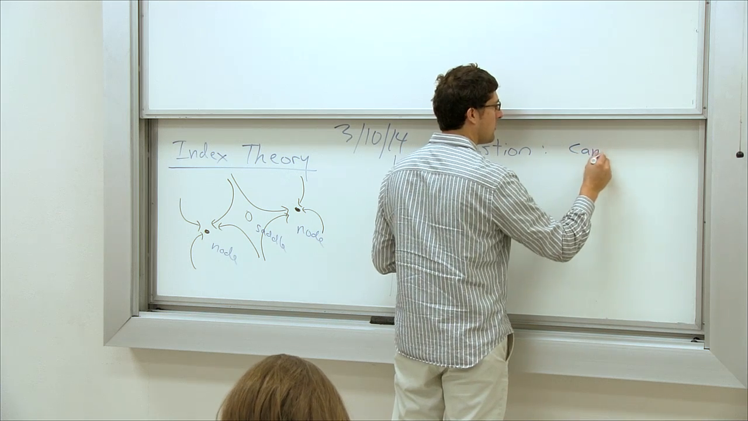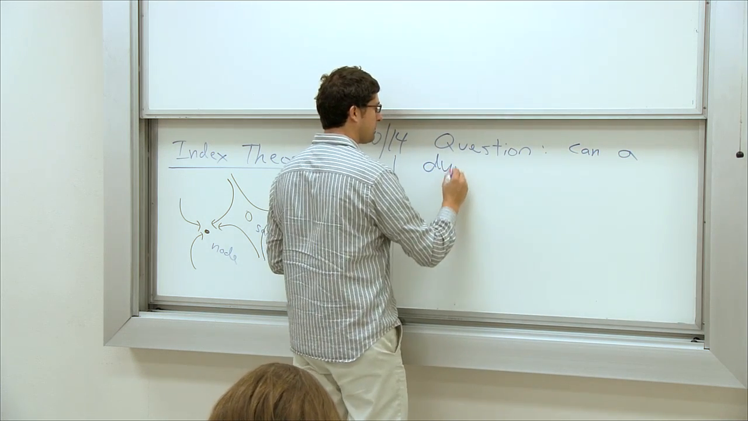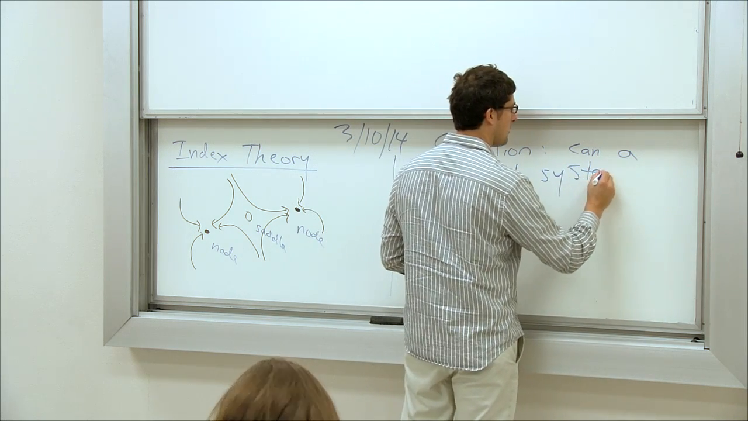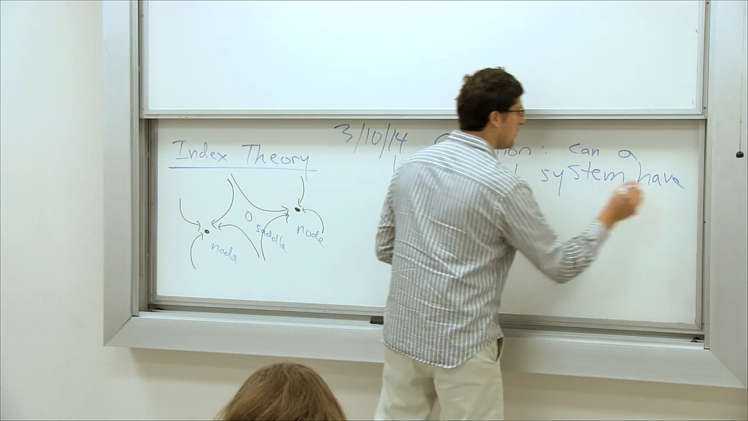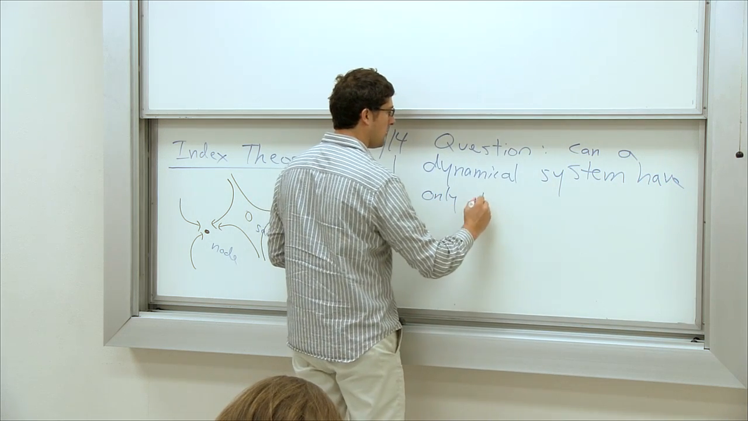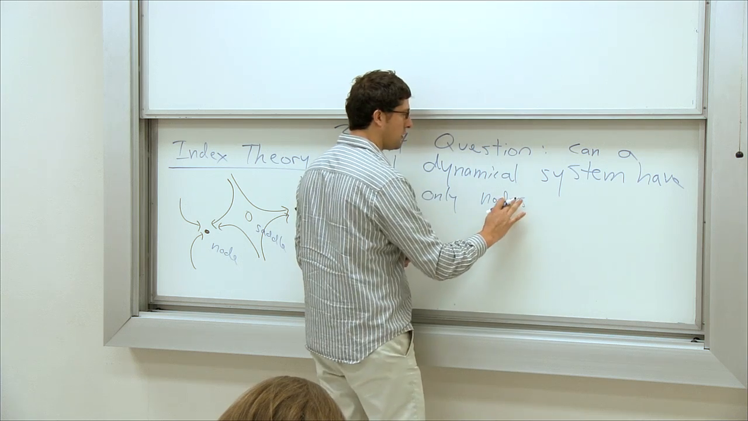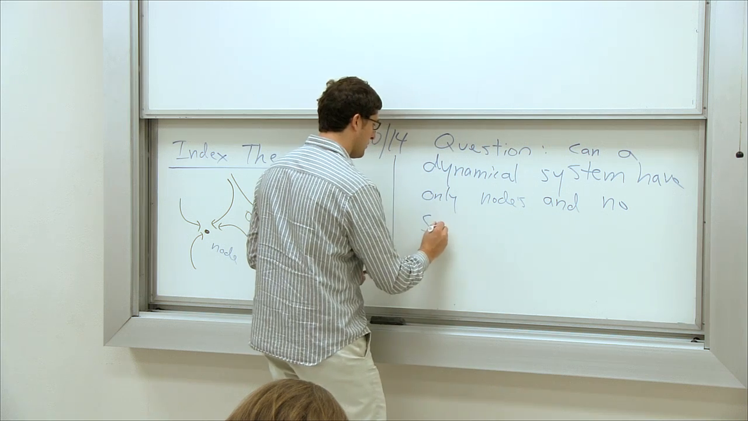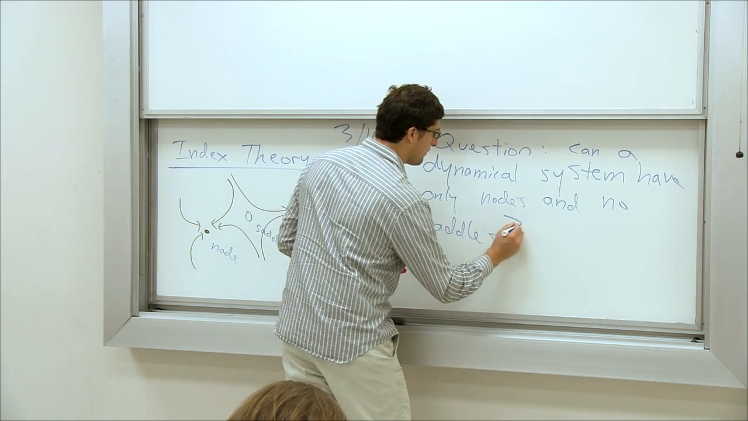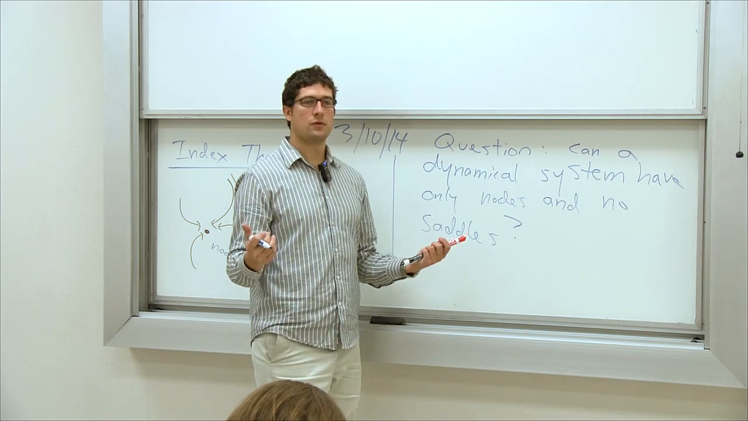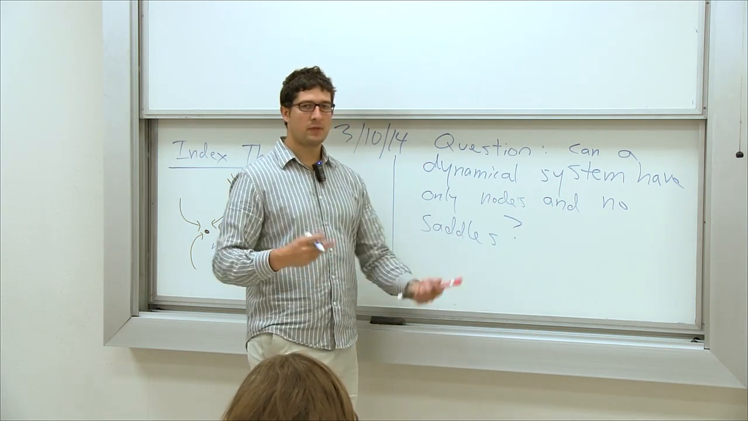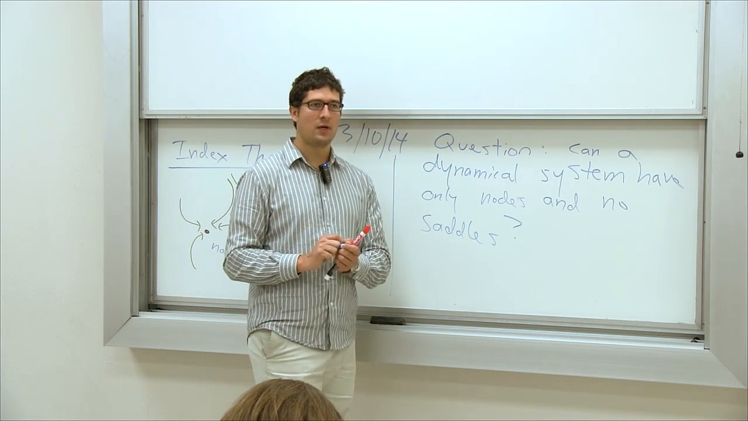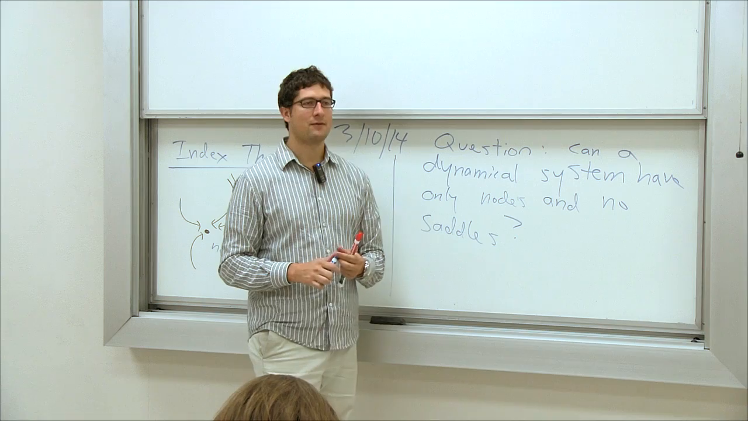Can a dynamical system have only nodes and no saddles? Or only saddles and no nodes? Or only stable spirals and no saddles? Things like that, right? You can ask a lot of questions of this type. So what can you have and what can you not have?